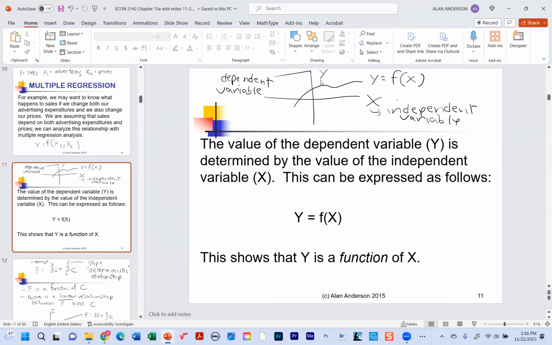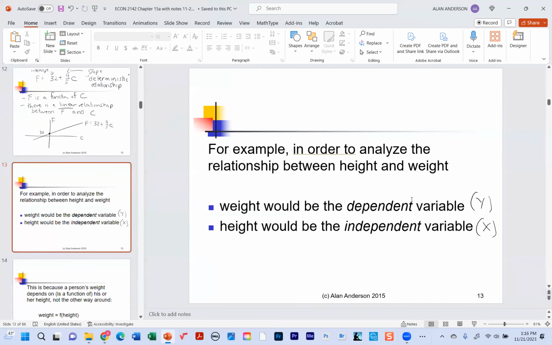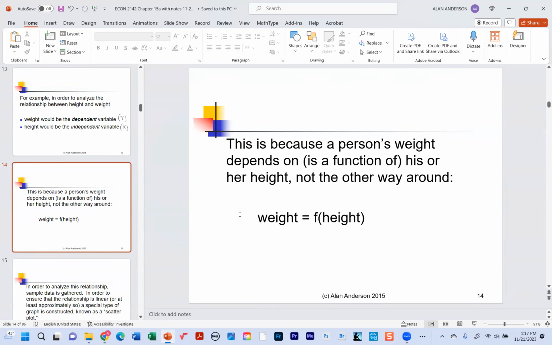Yes, this notation I'm sure you're very familiar with. Y is a function of X. Again, Y is the dependent variable, X is the independent variable. Okay, so we've seen this. Now here's another quick example. It's pretty clear, or should be clear, that if you're analyzing the relationship between height and weight, weight clearly depends on height. It's not the other way around. So in that case, weight would be your dependent or Y variable. Height would be your independent or X variable. And therefore, we can write this as weight is a function of height, which implies that weight is Y and height is X.